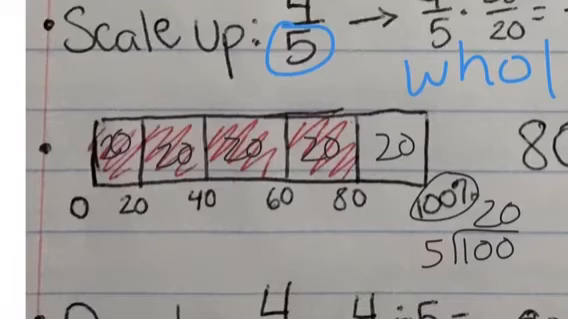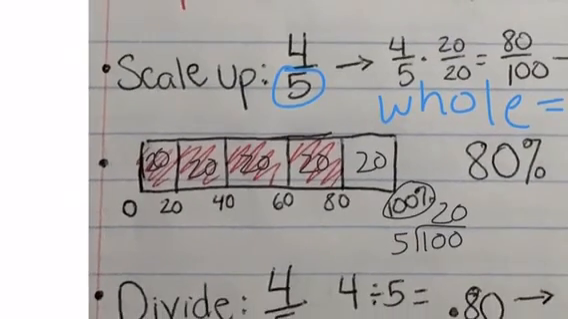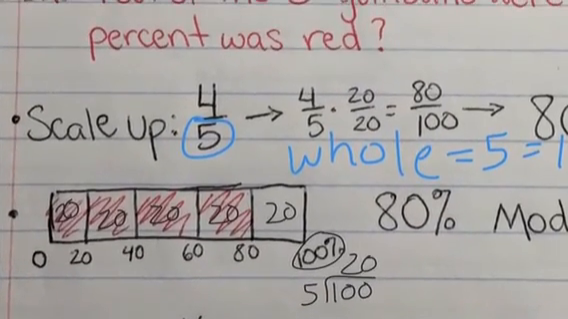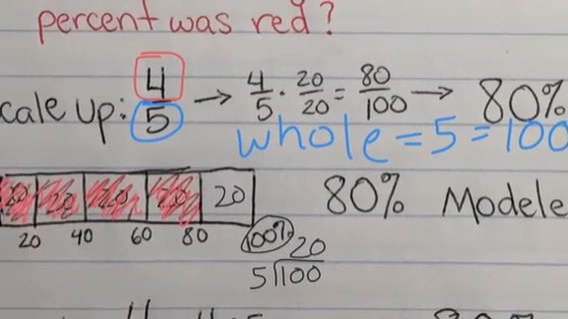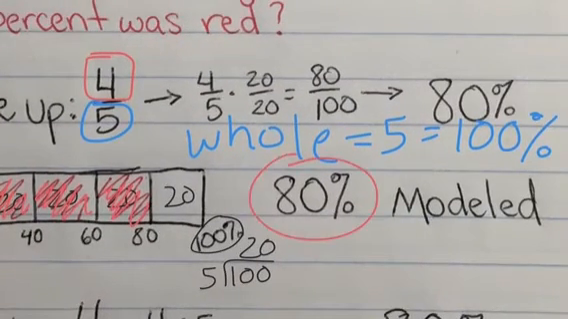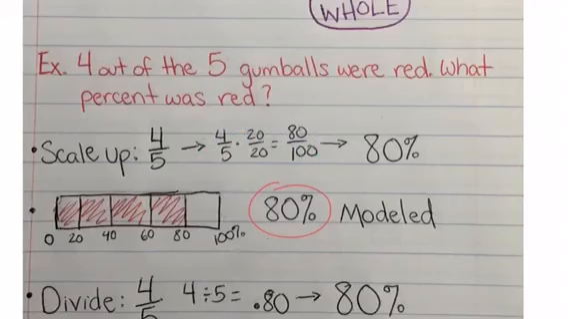Now that we've figured out how much each box is worth in our model, we look at the part. If we are only talking about 4 parts in this whole, we have 20, 40, 60, 80% that's shaded. So here we have 80% in our model. I'm going to go ahead and clean this up and get rid of a few things.